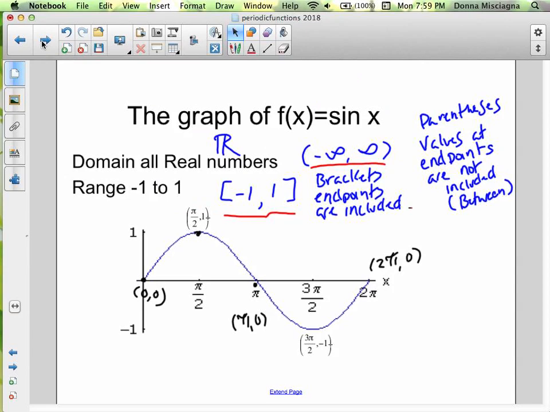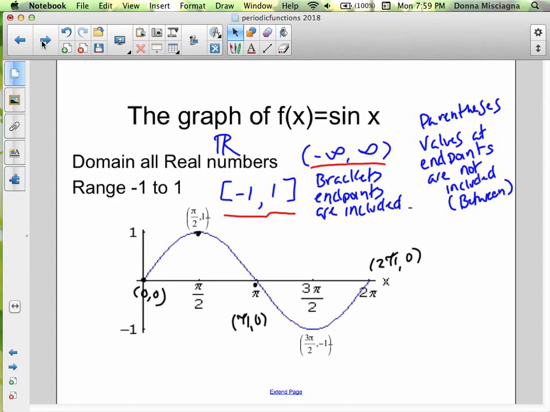I have this listed, and I think it's at the bottom of the second page. The domain's all real numbers. Range negative 1 to 1. Brackets, endpoints are included. It does go through the points negative 1 and 1. We use parentheses for the domain because we're between negative infinity and infinity.